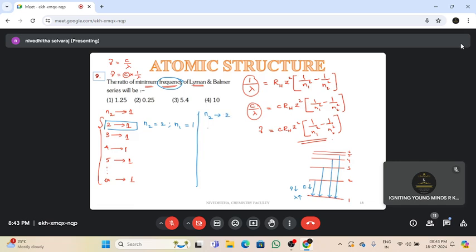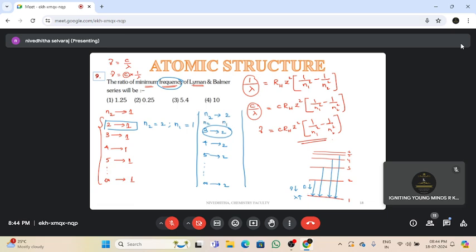So the excited state can be from third state to second state, fourth state to second state, fifth state to second state, or infinity to second state. Among these transitions, which transition got minimum frequency? Ma'am, 3. Very good. 3 to 2. So here n2 value is 3 and n1 value is 2.